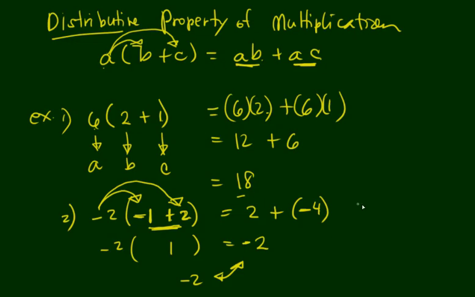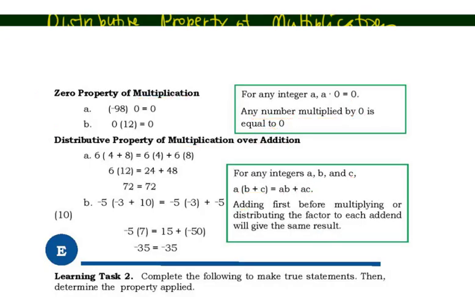Okay, so yan po ang ibig sabihin ng distributive property of multiplication over addition. Kasi addition po yung nasa loob. Kaya po over addition. Okay, tingnan niyo po itong halimbawa. Dito sa distributive property. So, 6 times 4, ito po yun.